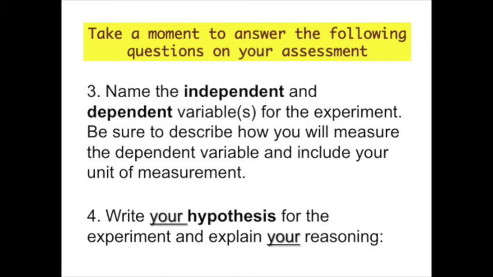Number 3. Name the independent and dependent variable or variables for the experiment. Be sure to describe how you will measure the dependent variable and include your unit of measurement. Number 4. Write your hypothesis for the experiment and explain your reasoning.